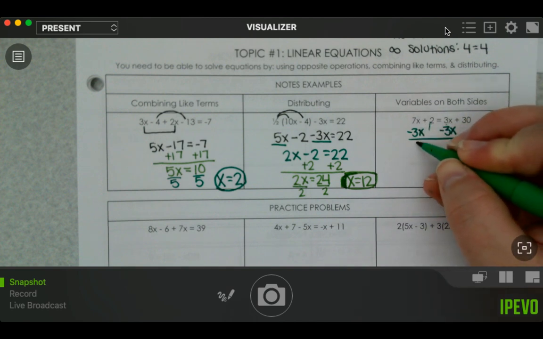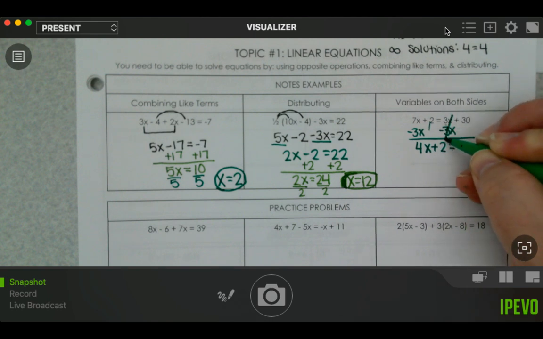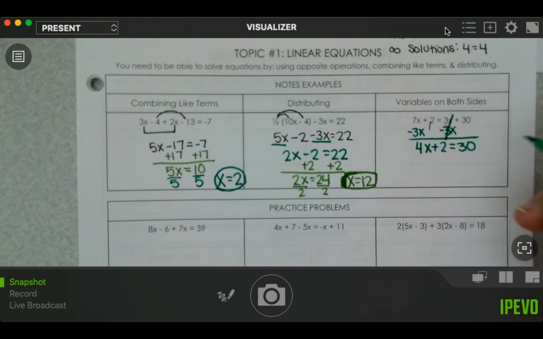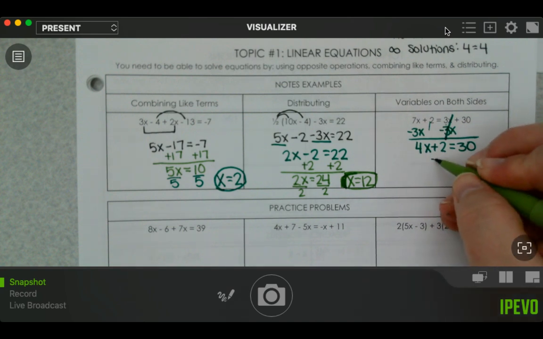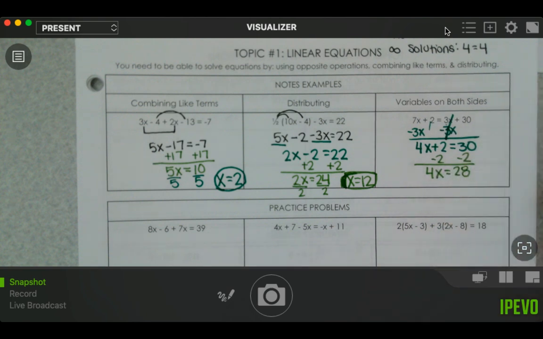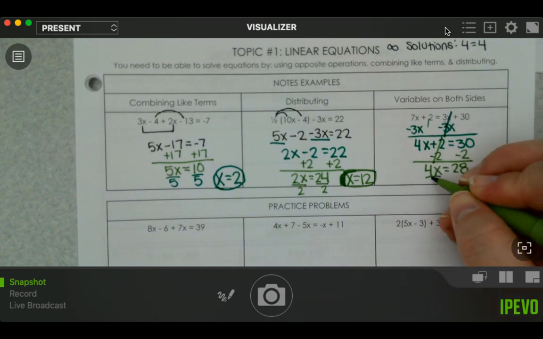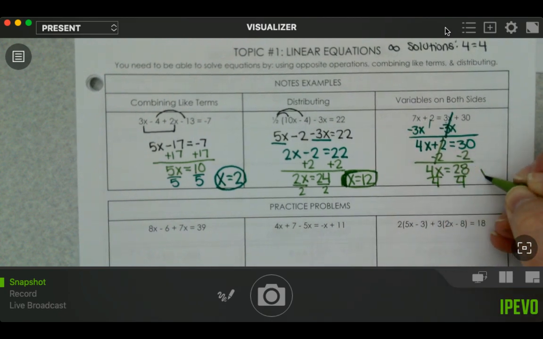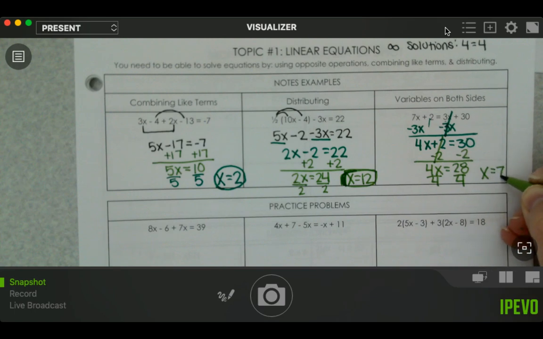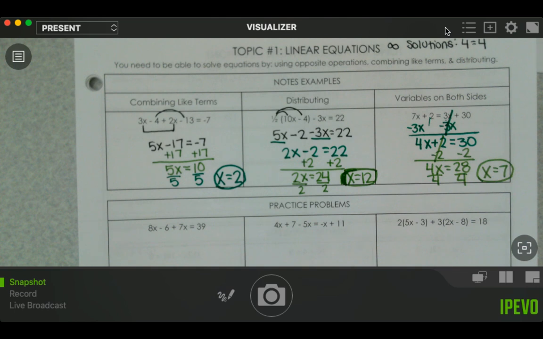7 minus 3 is 4. These two go away, and that's 30. Then I'm going to subtract that 2. 4x equals 28. 30 minus 2 is 28. And then divide by 4. 28 divided by 4 is 7. Go ahead and try the 9 practice problems afterwards.